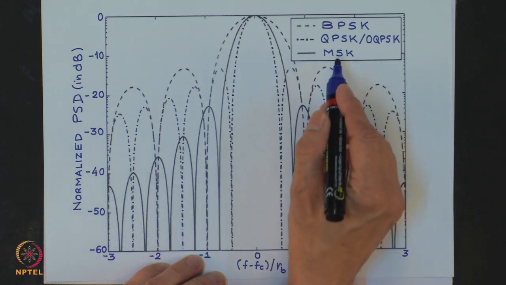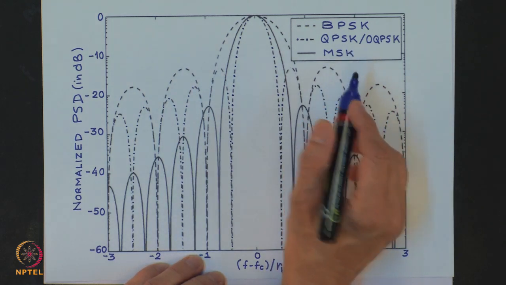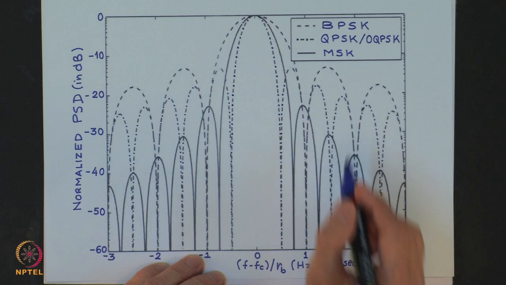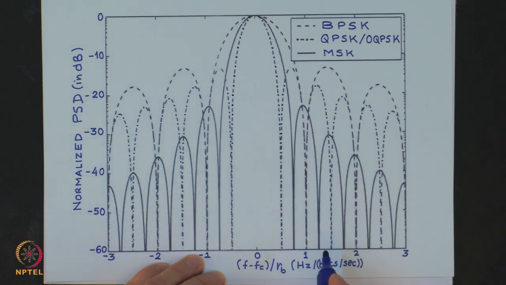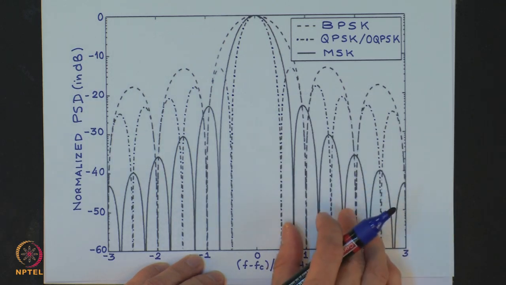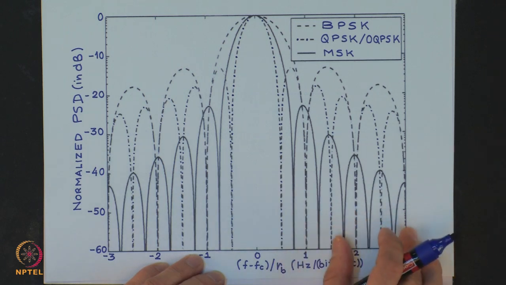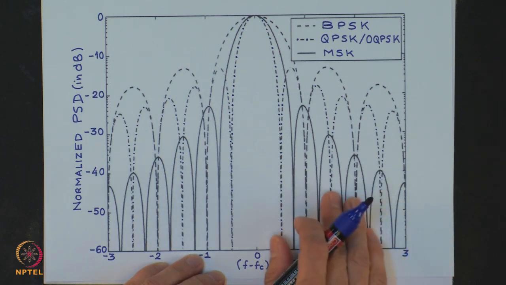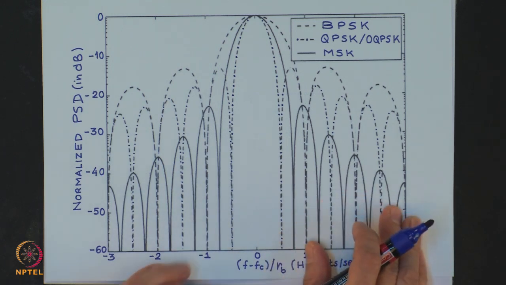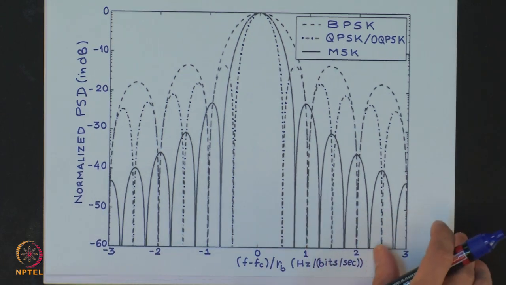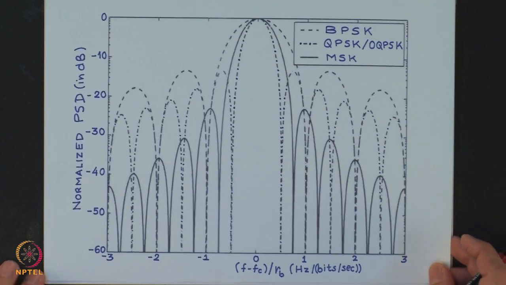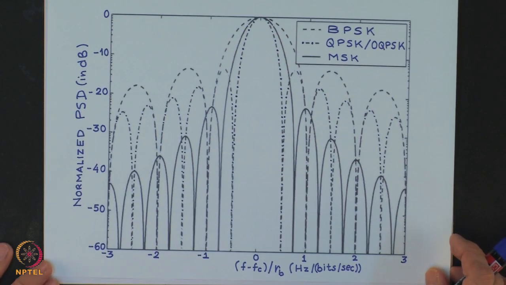But MSK, due to its constant envelope, continuous phase and low side lobe levels, and the fact that it can be demodulated as easily as FSK, has become a very popular modulation technique in mobile communication. So, with this we come to the end of our study on MSK modulation.